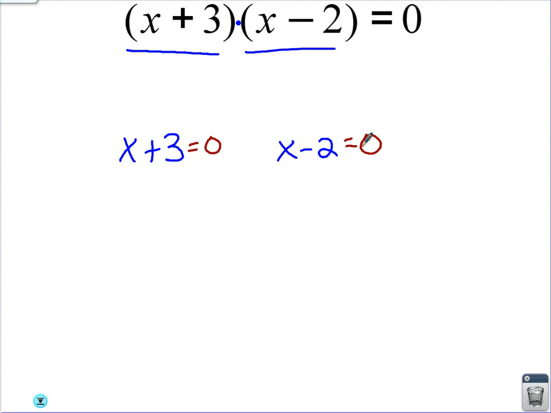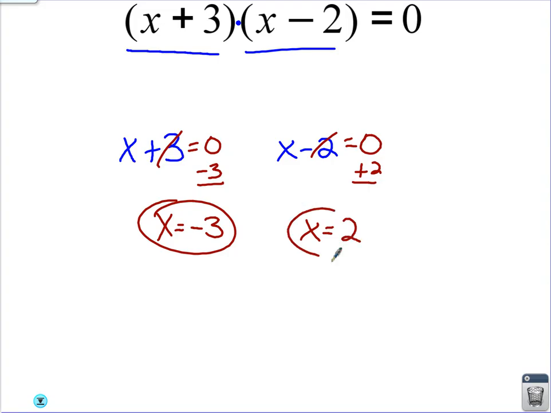If two things multiply to give you 0, set them each equal to 0 because one or the other is 0 and solve it. How do we solve it? Combine like terms. Move the 3 over, move the 2 over. To move over 3, we do minus 3, mark it out. To move over minus 2, we do plus 2, mark it out. So x is either negative 3 or positive 2. And you can check that. Plug in 2. You get 2 plus 3, that's 5 times 0. Is that 0? Sure. Plug in negative 3, you get 0 times negative 5. Is that 0? Yeah. Okay. So any questions about that?